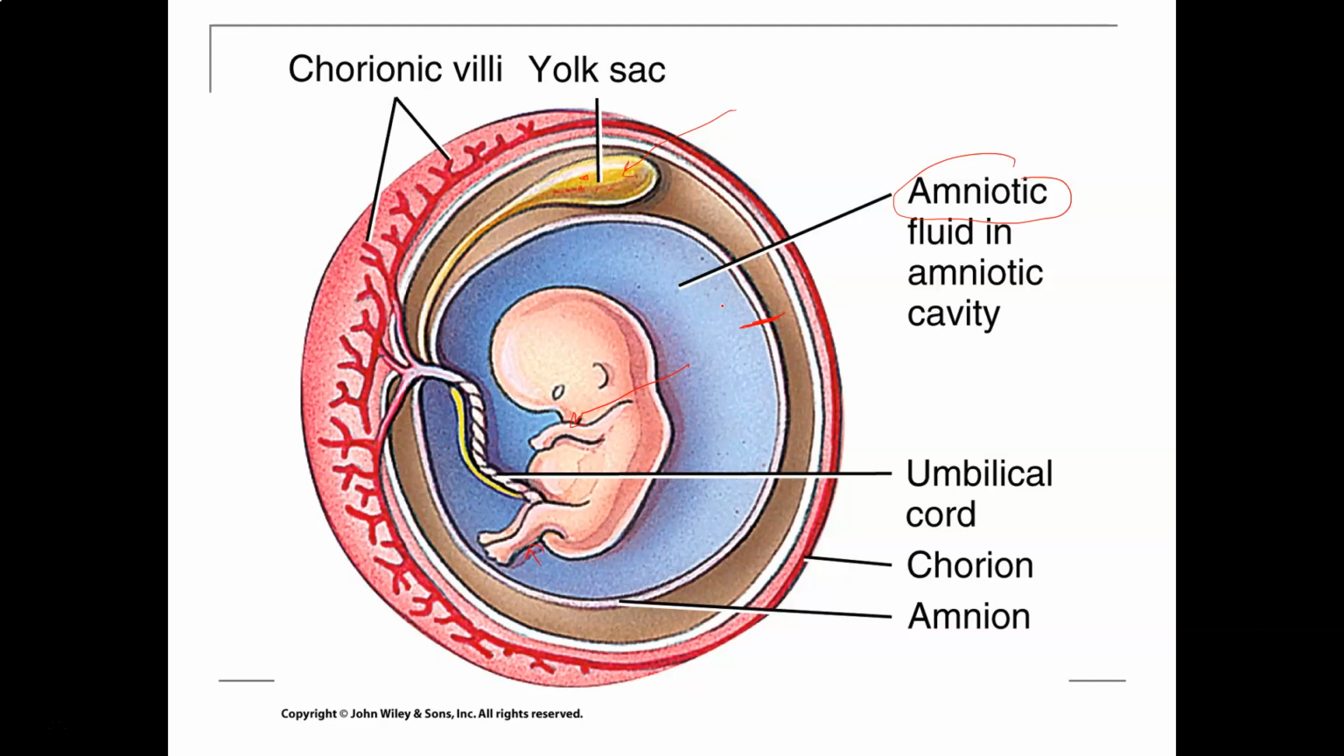Okay, so we see the yolk sac, the amnion, and then look at the chorion, the chorionic villi. Remember, they did go all around the embryo or fetus, but now they're only going part of the way around. Those are the chorionic villi that will be the placenta soon.